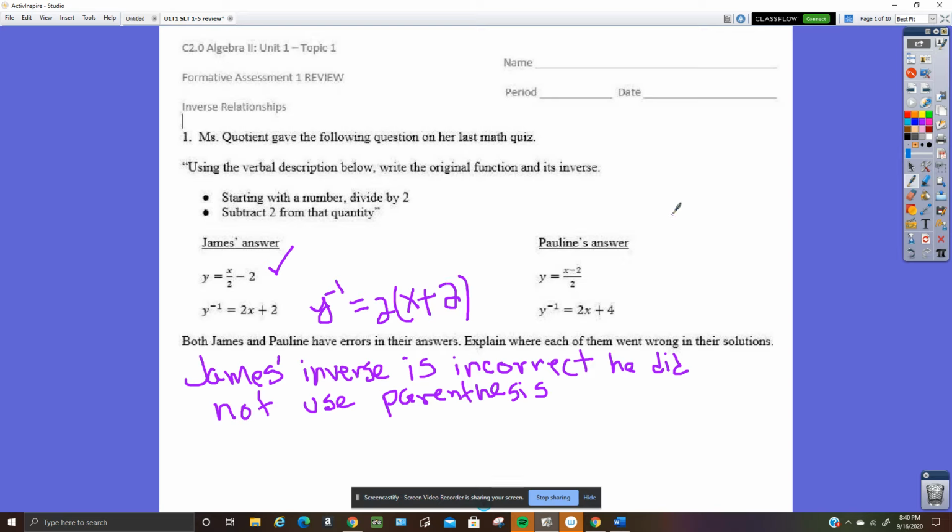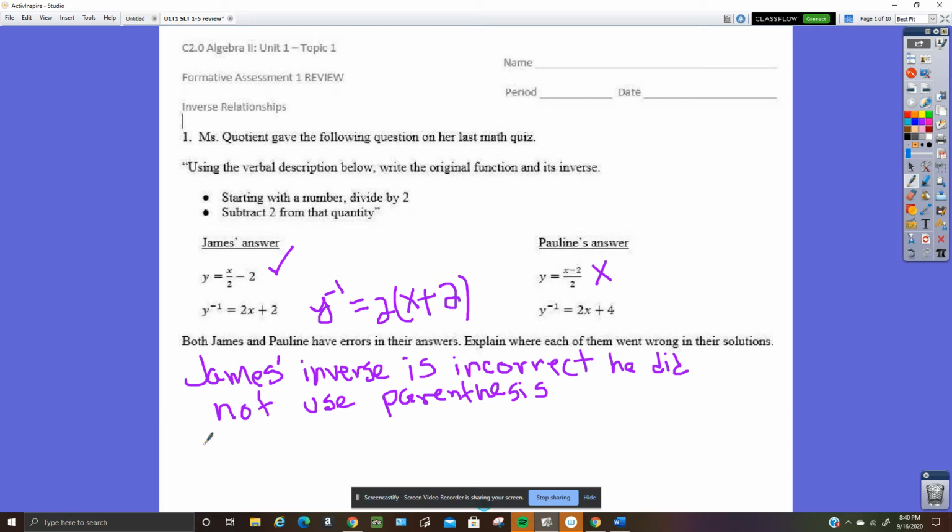So let's see what Pauline did. She started with the number and she subtracted 2 first. So this is incorrect. But somehow she got the inverse correct. I don't know how she got the inverse correct because the first step is wrong.